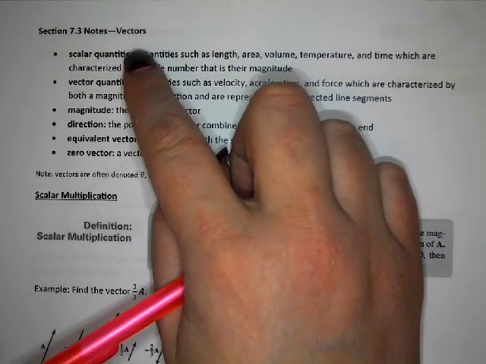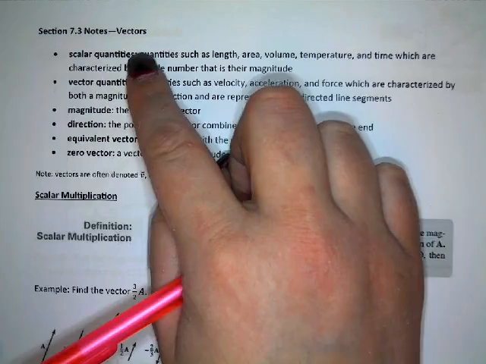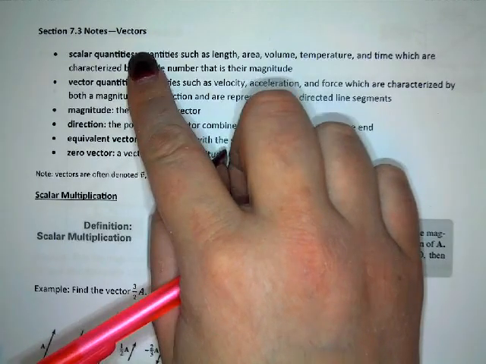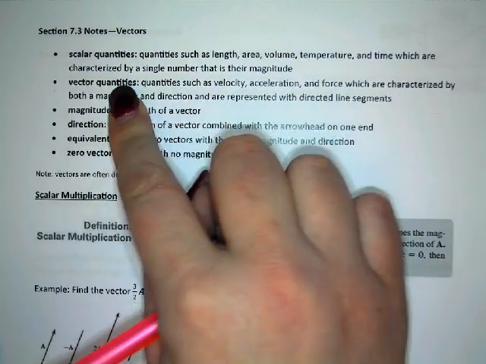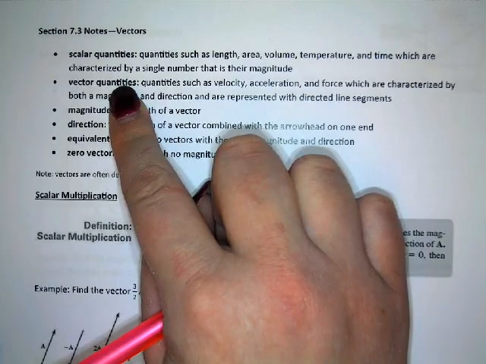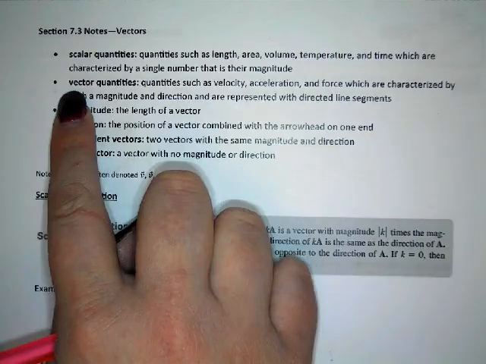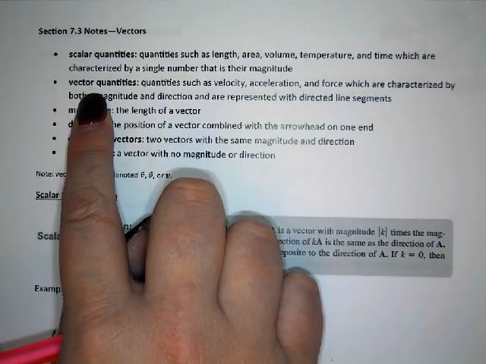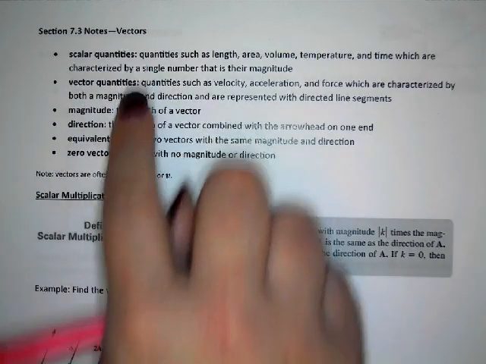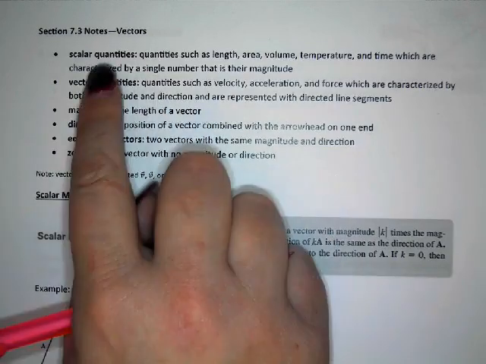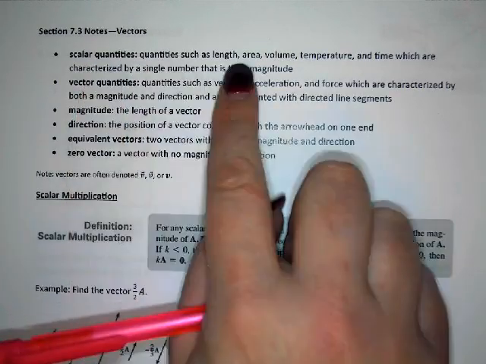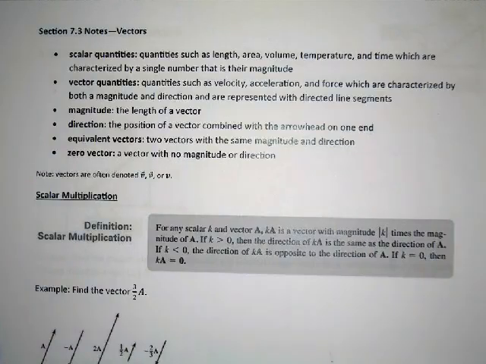So here we're going to define the difference between scalar quantities, which we've worked with a lot, and vector quantities, which is going to feel a little bit different. Not necessarily new. You might have some limited experience with it in other courses or maybe a little bit in math, but it's maybe not going to feel as comfortable. Scalar quantities are quantities such as length, area, volume, temperature, and time, and those are characterized by a single number. And that number's their magnitude, like their size.